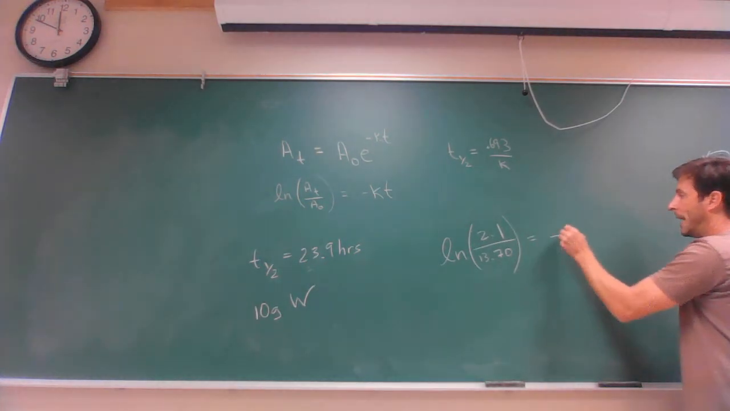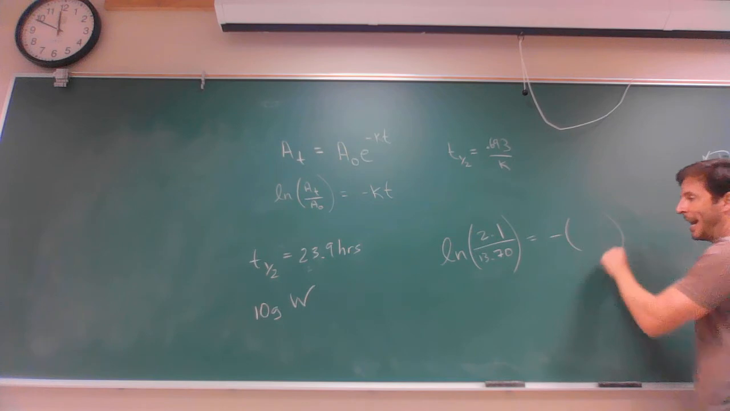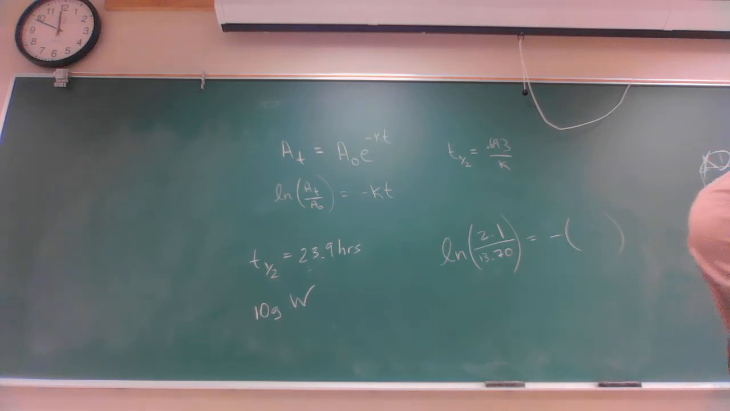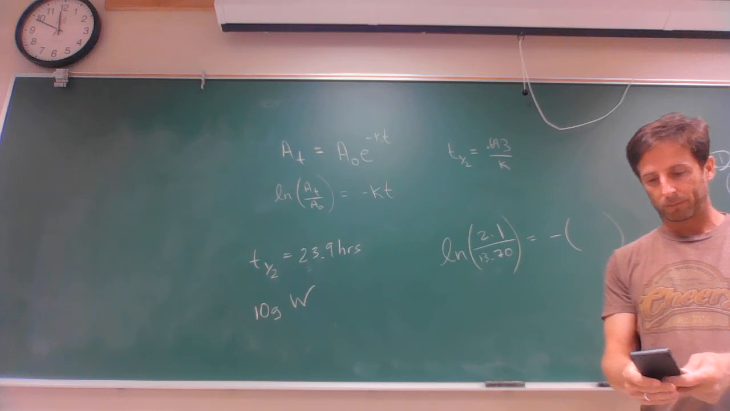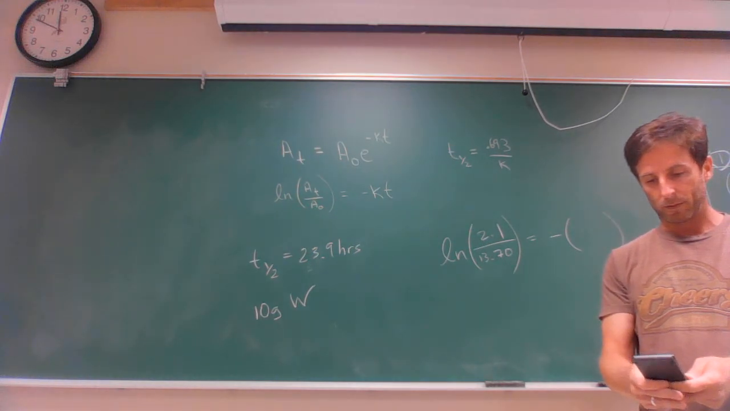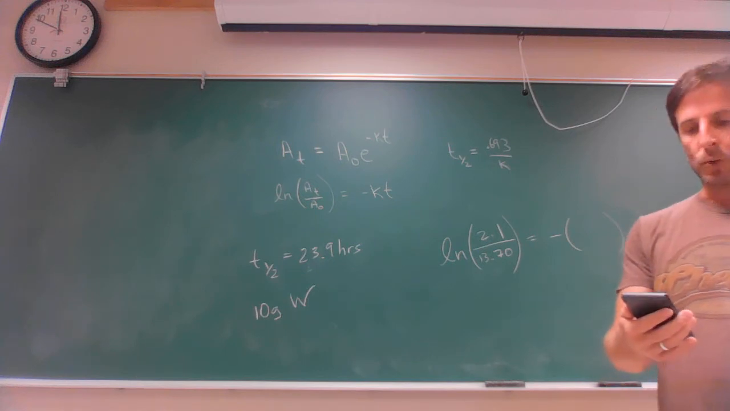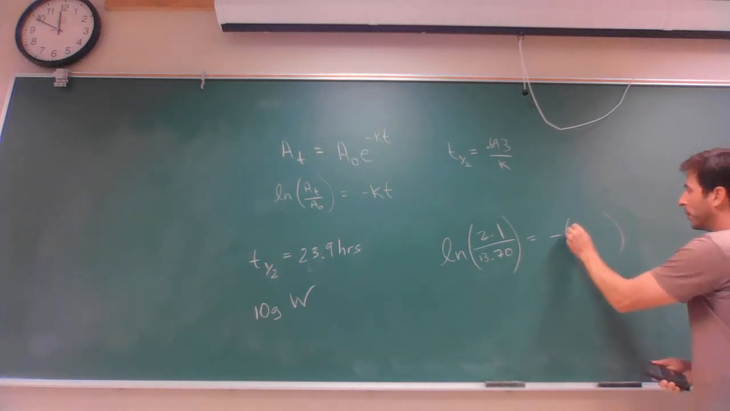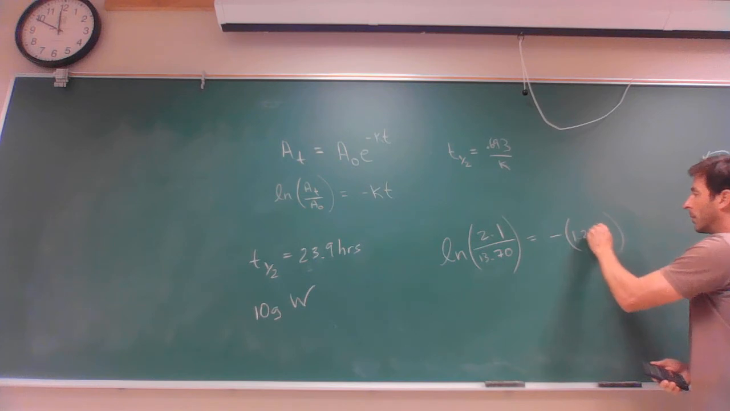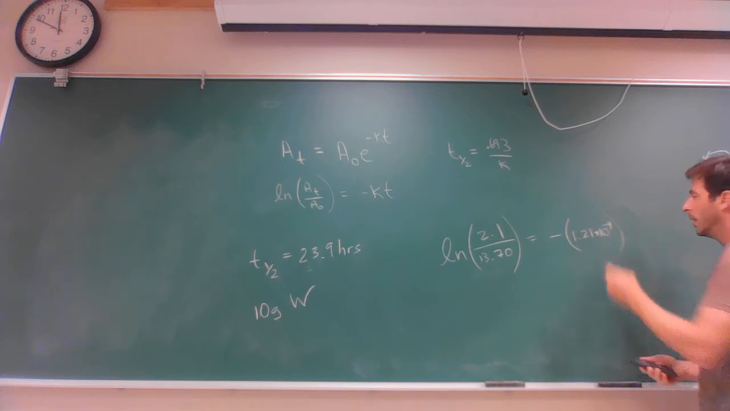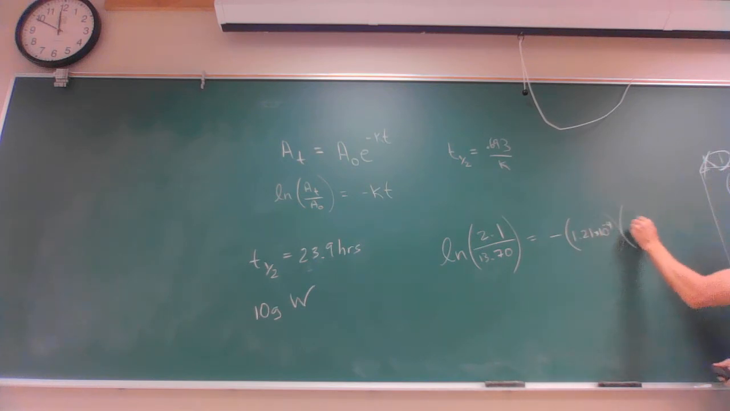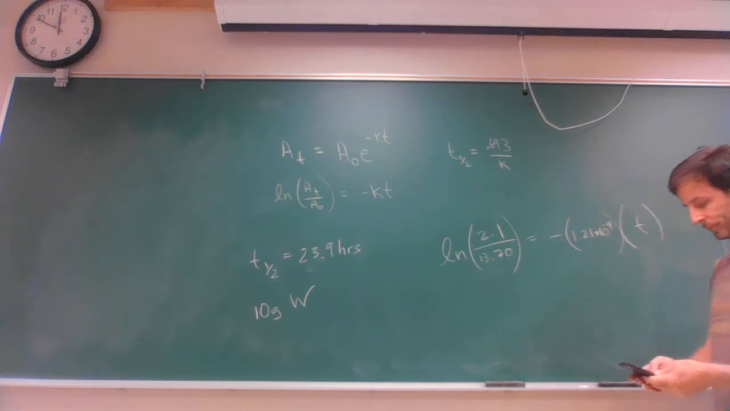Equals negative. Again, K was not given, so I have to do 0.693 over the half-life. I got 1.21 times 10 to the minus 4. And then the time is what I'm solving for. So now I'm going to work that out.